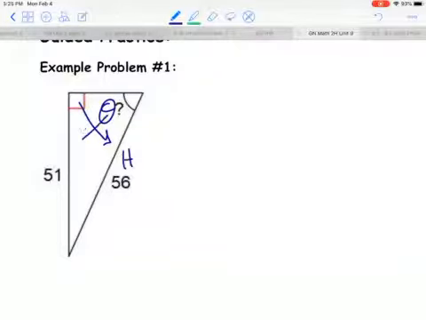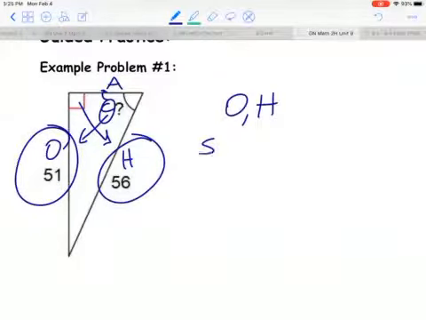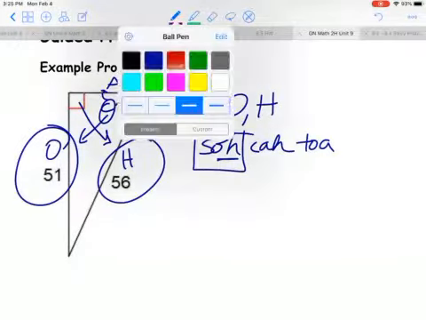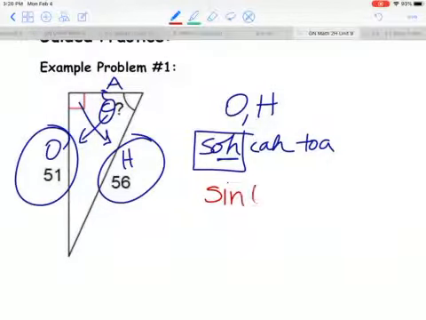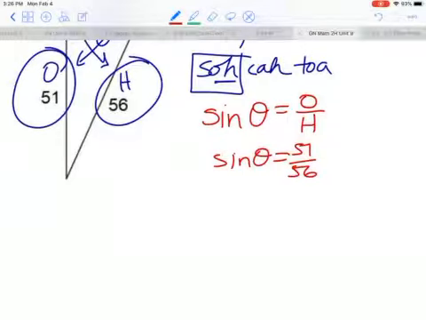So, H, O, A. And here we have those two pieces, O and H. So, in our SOHCAHTOA, O and H are right here. So, we want this guy's sine. So we have sine of our angle equaling O over H, or 51 over 56. And we don't know our theta, so we're not going to use this yet.